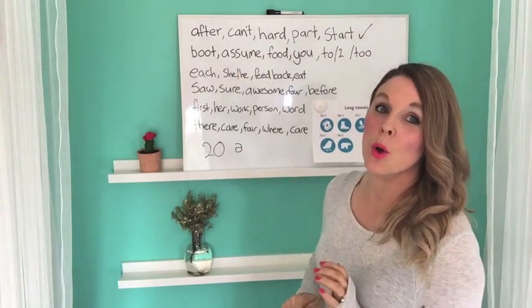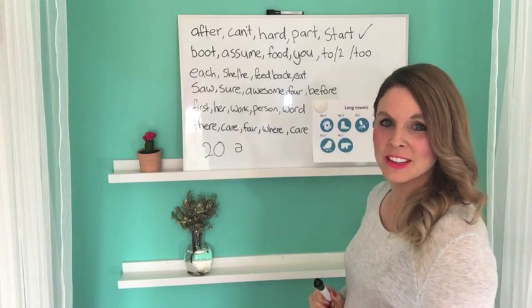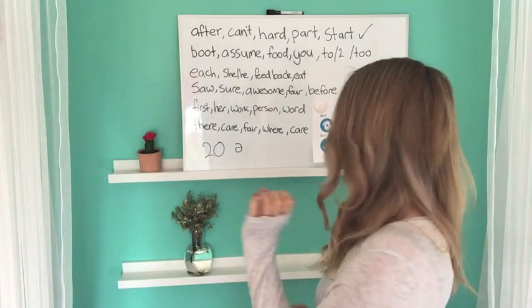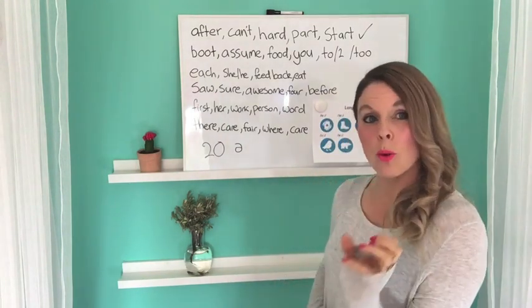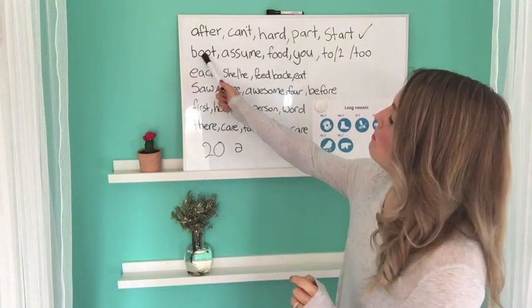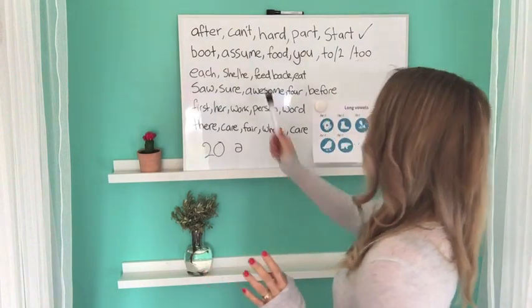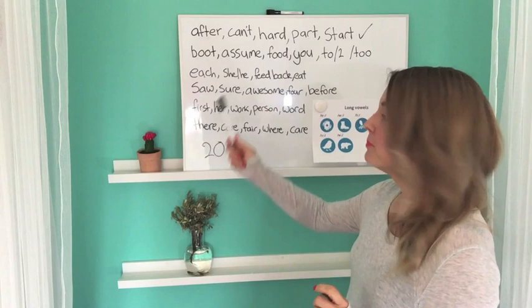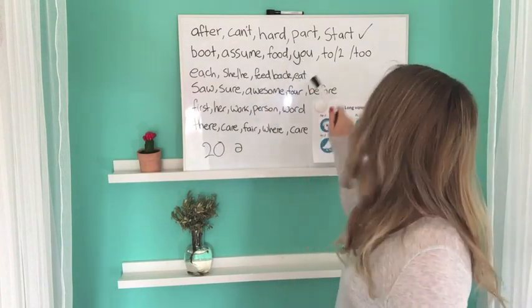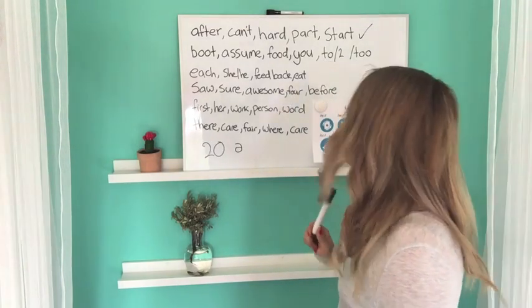Now we've got oo. So that's this one here, the symbol for boot. And oo, you can see, is quite a round sound. Oo. Quite forward and quite round. Oo, but keep it long. Okay. So boot. Otherwise it becomes but. We don't want but. Assume. Food, you, to, and obviously 3 different spellings of to.